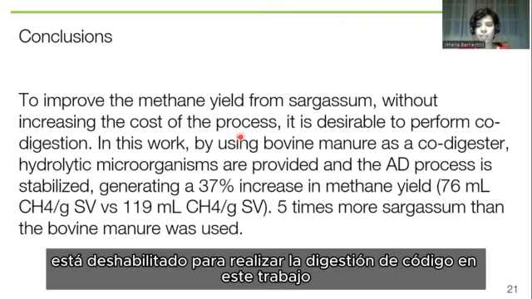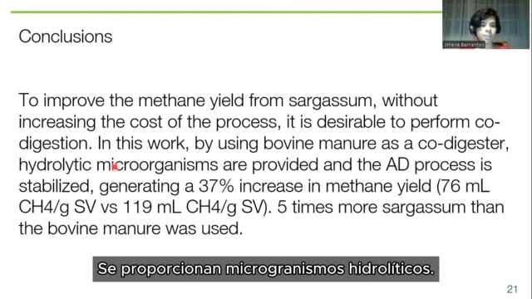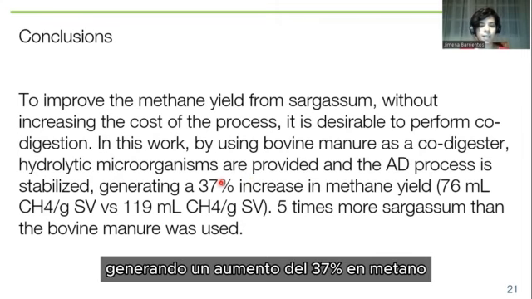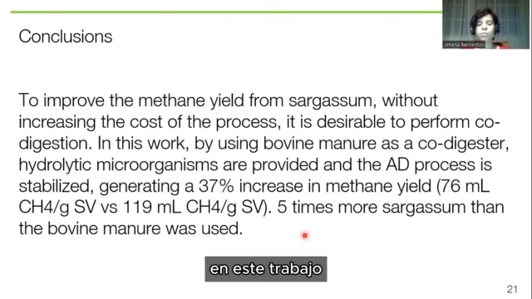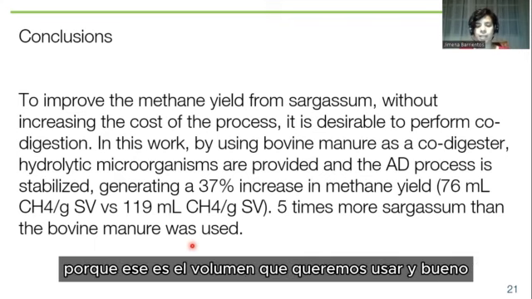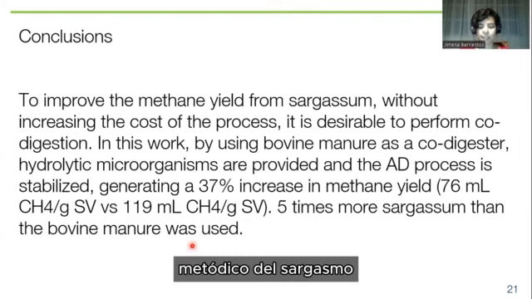For example, it is desirable to perform co-digestion, in this work by using bovine manure as co-substrate. Hydrolytic microorganisms are provided and the anaerobic digestion process is stabilized, generating a 37% increase in methane yield. In this work, we used 5 times more sargassum than bovine manure because that's the biomass we want to use. And well, there are a lot of ways we can keep improving this methane yield from sargassum, and we want to keep exploring it.